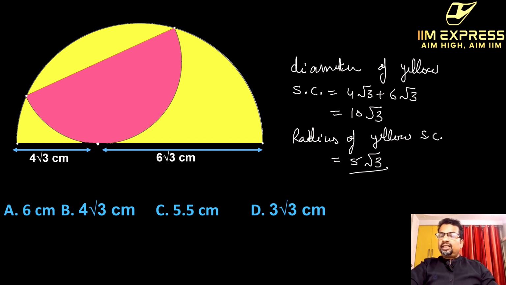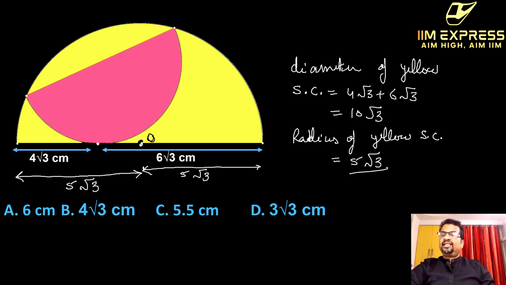How can we use it? Suppose this is the center O, then we can say from here to here this length is 5 root 3. And also from here to here this length is also radius. This should also be 5 root 3. So if from this point to this point length is 5 root 3 and this length is 4 root 3, can I say the remaining should be 5 root 3 minus 4 root 3? The remaining should be only root 3.